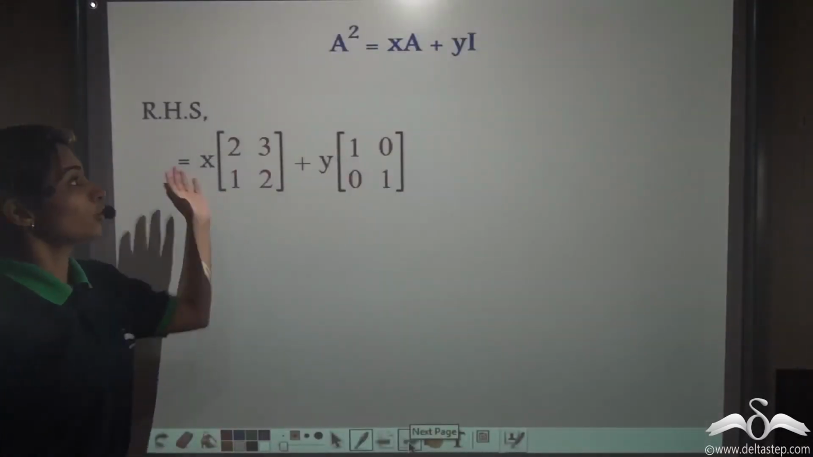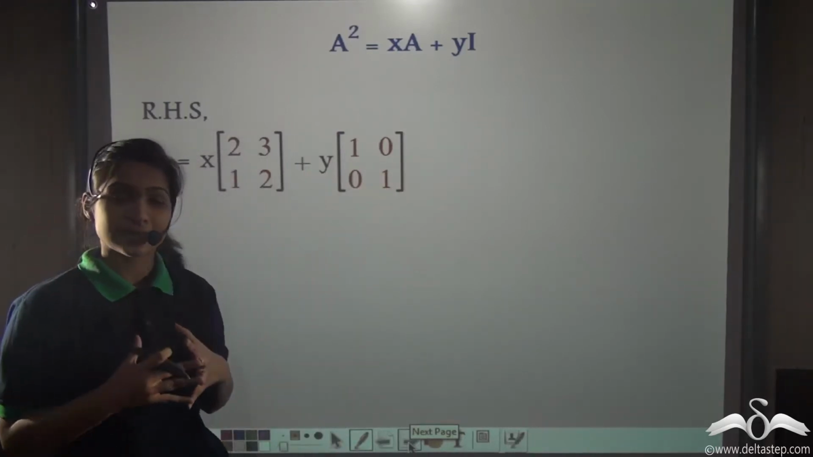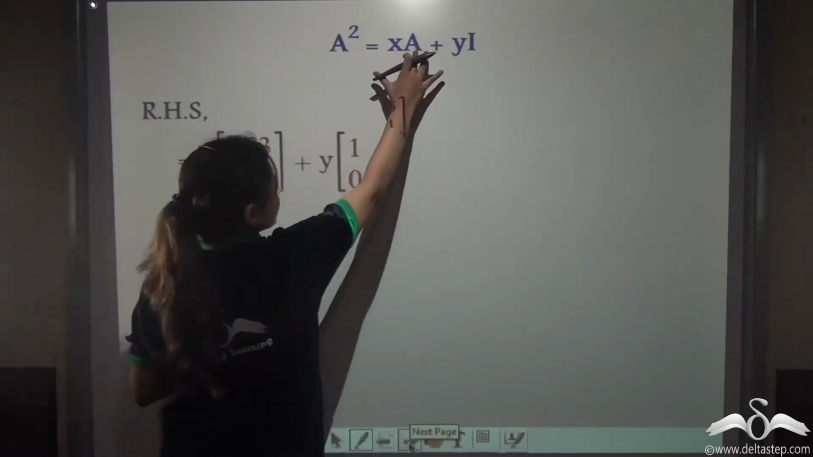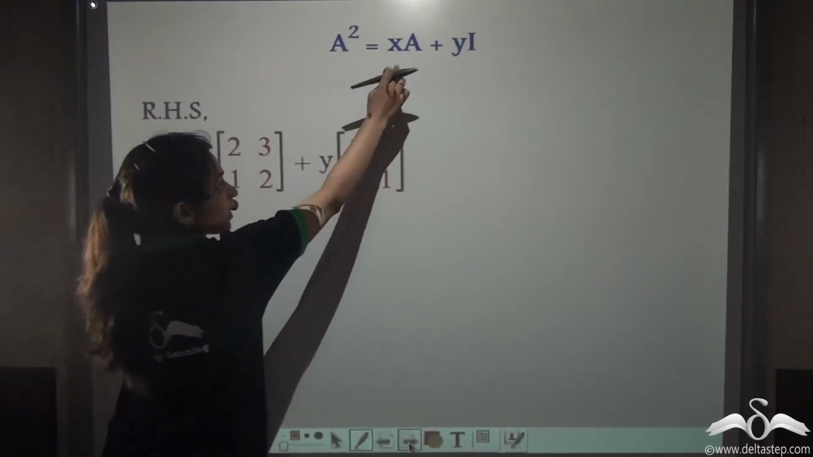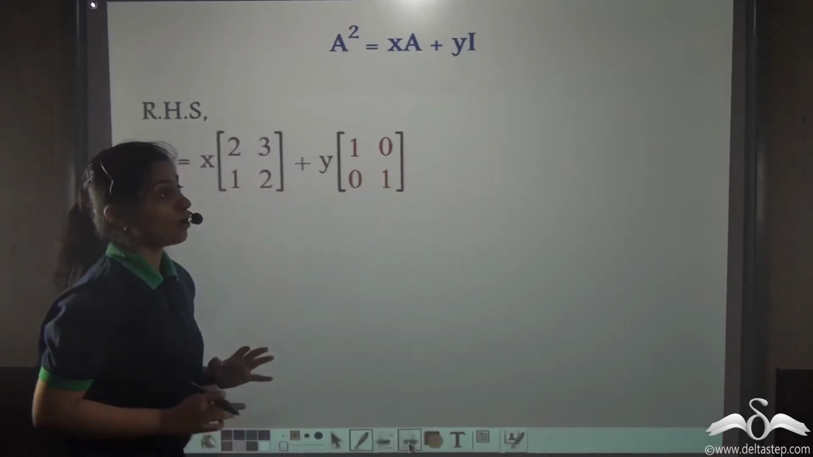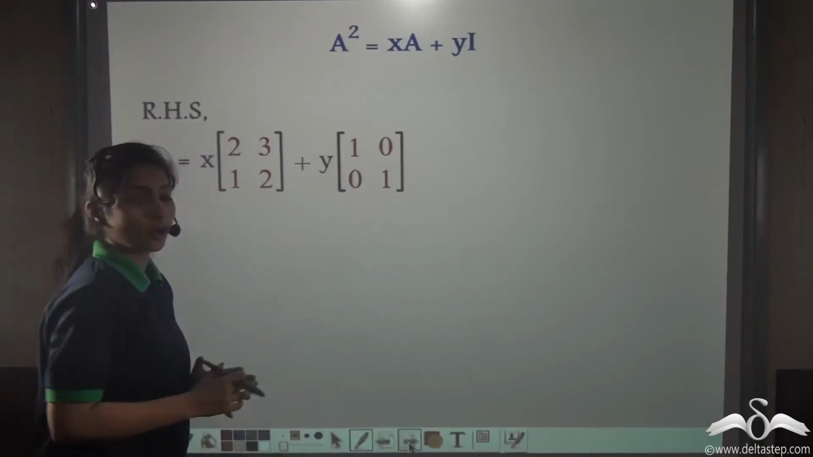Now, we will do the right hand side part. And then what we will do? We will equate them to find out x and y. So, here x into A, that means x into matrix A, plus y into I.